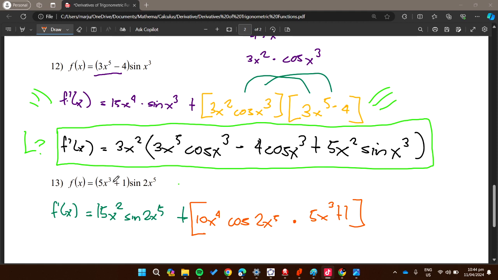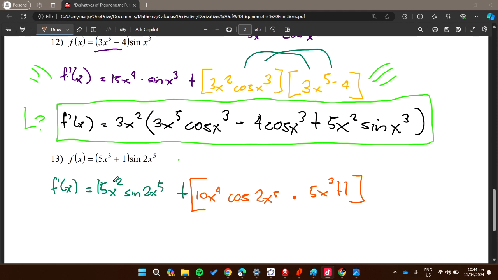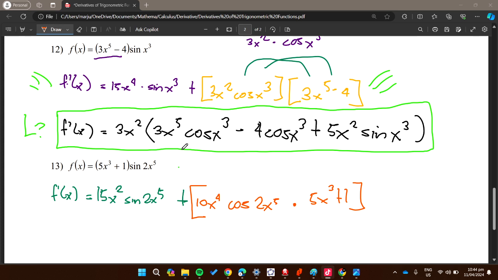So, that's number 13 for you. So, 13, I will not give the answer. Kindly get the correct answer. Alright? There are how many terms ba? More or less ganito. 1, 2, 3. More or less, ganun kahaba sa 12.